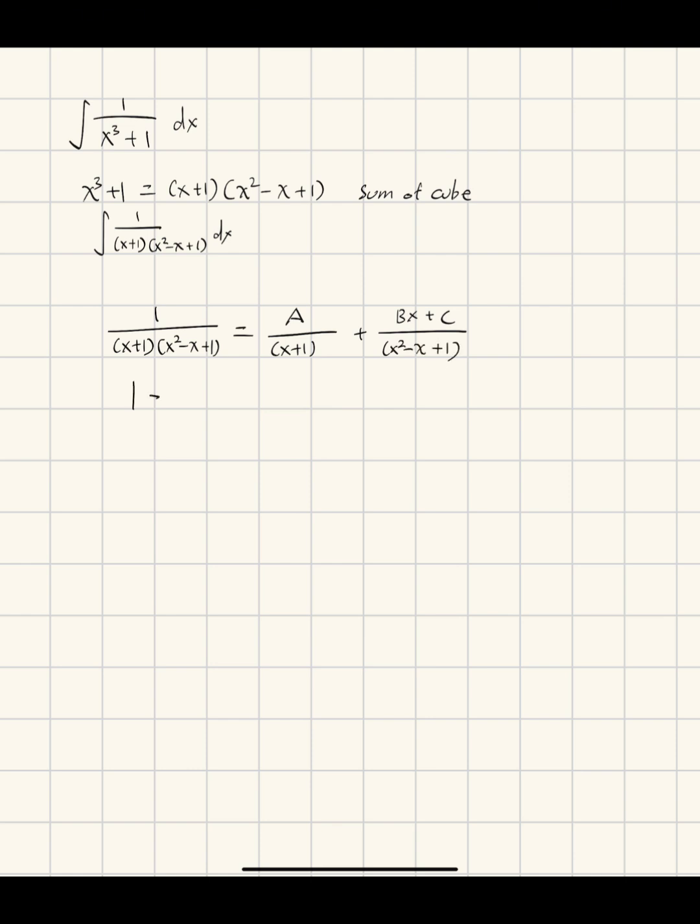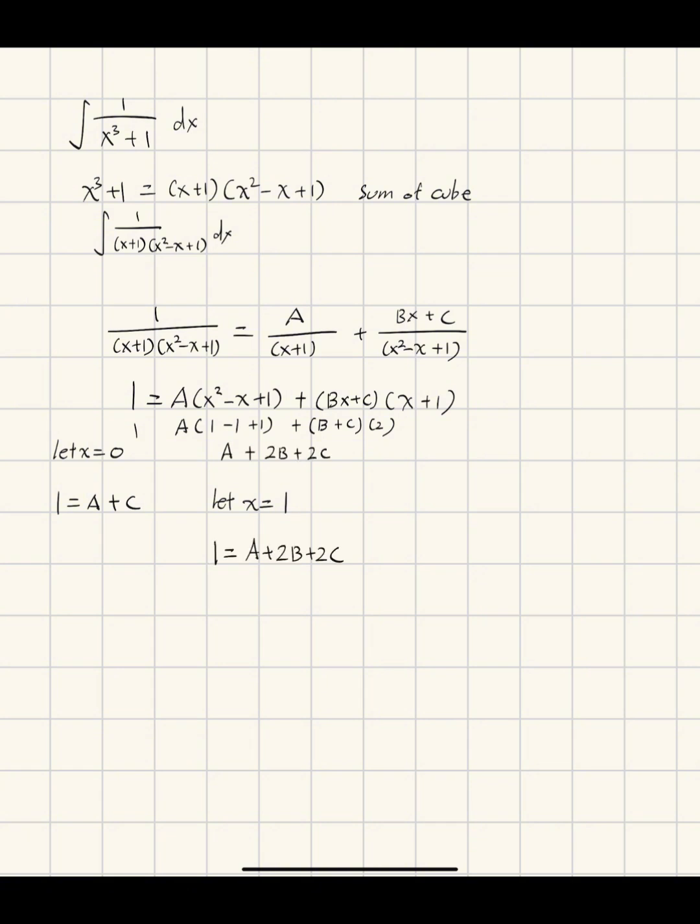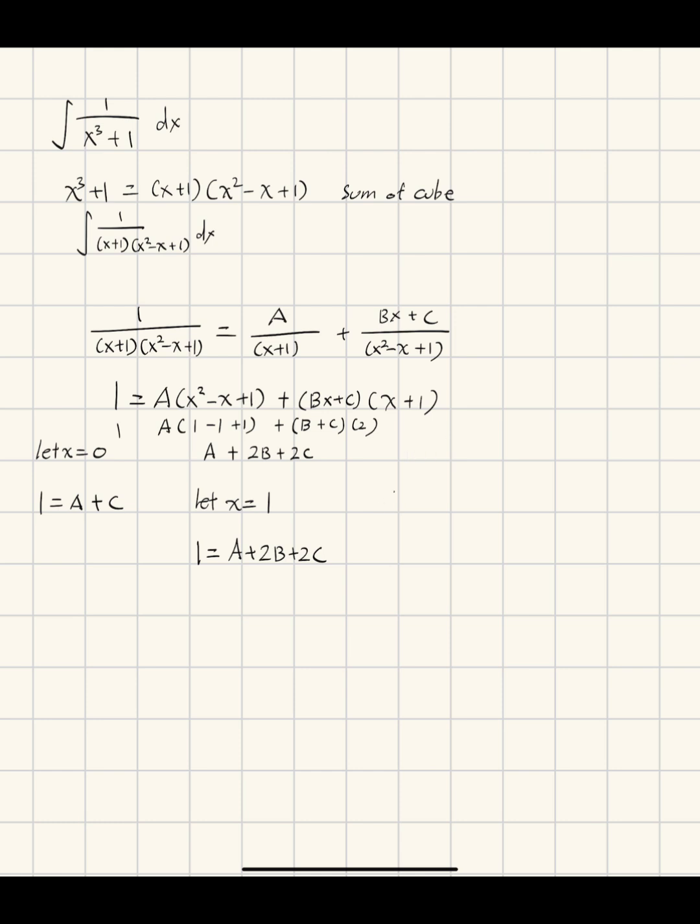Then now we're going to multiply both sides. So now 1 equals a times x squared minus x plus 1 plus bx plus c times x plus 1. And now I'm going to speed it up a little bit. What I'm trying to do is set x equal to 0 and try to solve for a, b, and c, and set x to 1 to solve for a, b, and c, and set x as negative 1 to solve for a, b, and c.